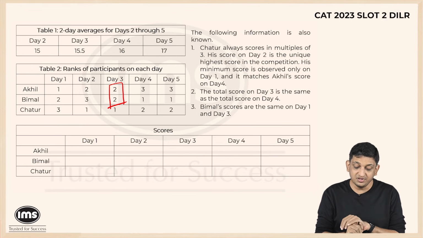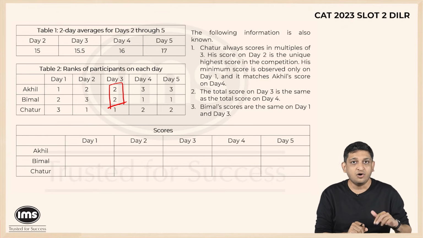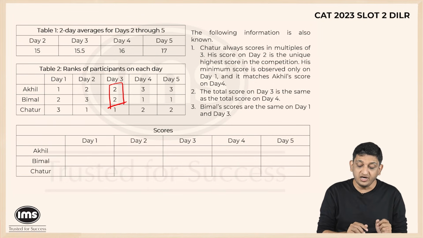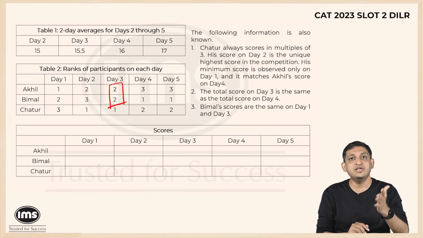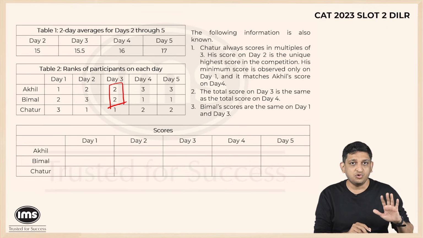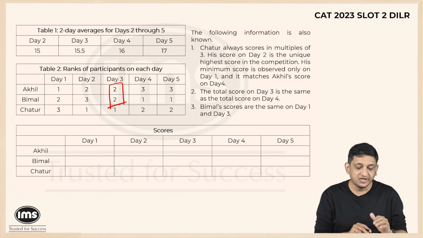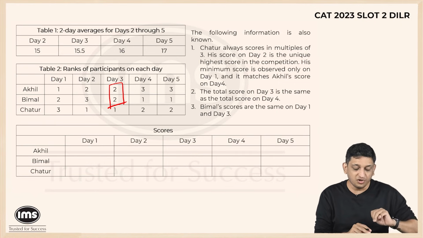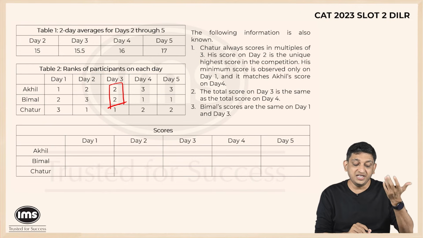Now in this case, we know that Chatur always scores in multiples of 3. So Chatur would be scoring either 3 or 6 or 9, considering 0 is not there. His score on day 2 is the unique highest score in the competition. Now Chatur would have scored 3 or 6 or 9. Now if you look at what has happened here, if Chatur's score is 3 and that is the unique highest score in the competition, then it's a problem, right?